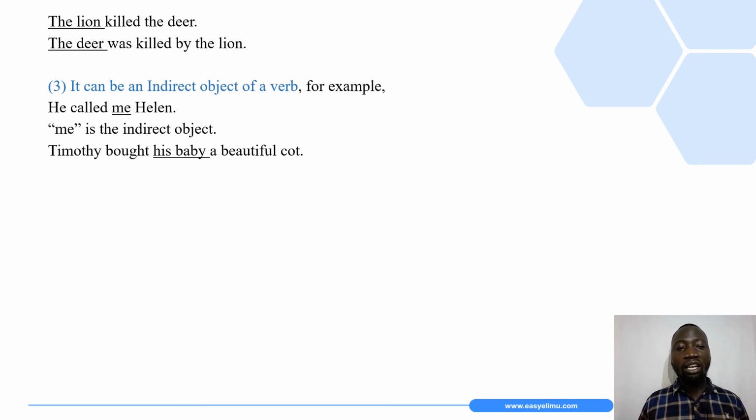Remember, the deer was our direct object previously, and in the new sentence, it is now functioning as the subject. Lastly, the last function of a noun in a sentence is that it can be an indirect object of a verb. For example, he called me Helen. In the sentence, me is the indirect object. Another one is, Timothy bought his baby a beautiful coat. The indirect object in our last example is his baby.